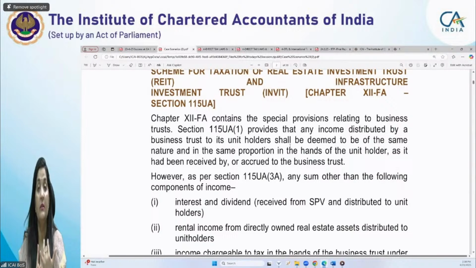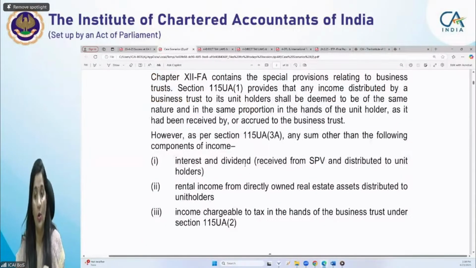Okay, to the REIT: interest, dividend, rental income. These incomes would be exempt in the hands of the REIT and would be taxable in the hands of the unit holders. And the income which is taxable in the hands of the unit holders, on which REIT is required to deduct tax when distributing that income to the unit holders. Okay, this is one thing.